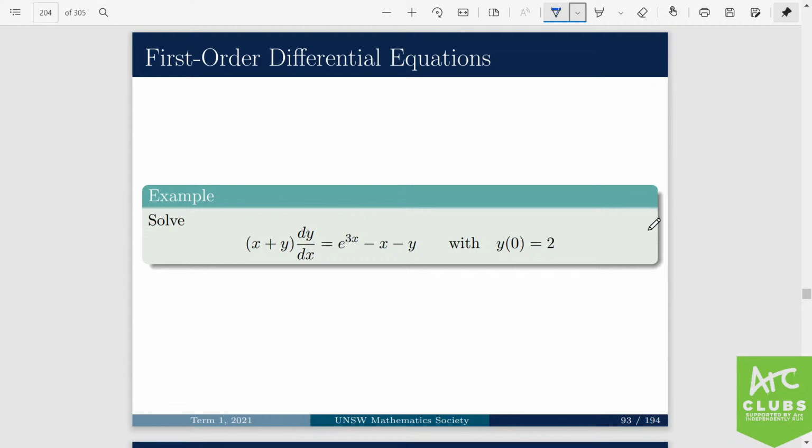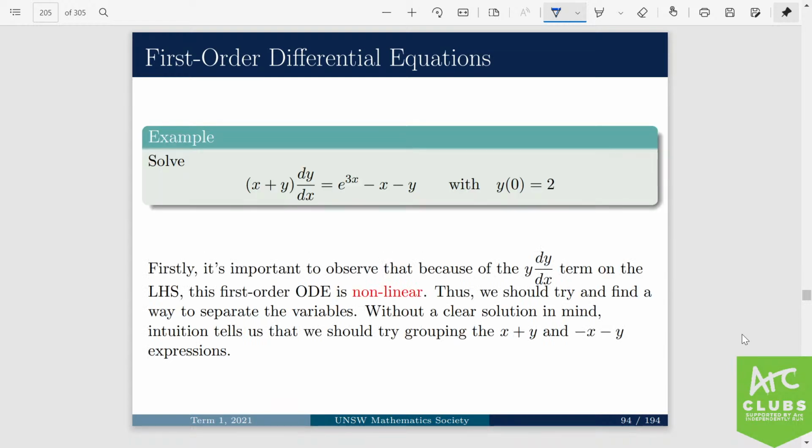So if we move forward, there we go. From this term on the left, because these two here are being multiplied together, we can see that it's not linear, right? So because it's not linear, we think through all the different options that it could be, and we go, okay, well, let's see if we can solve this by separating the variables. That's probably going to be the first step we take.